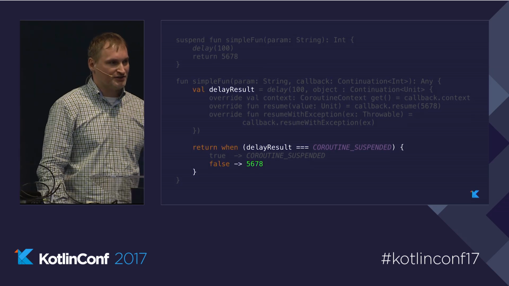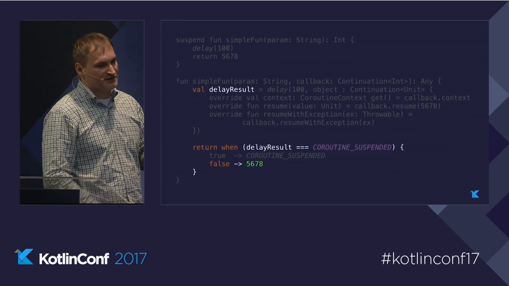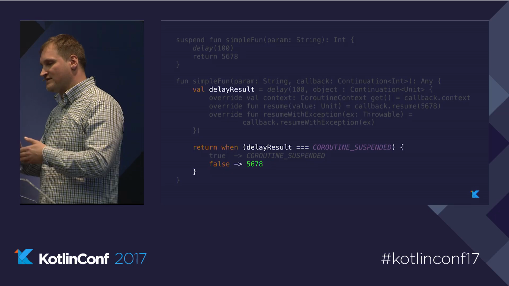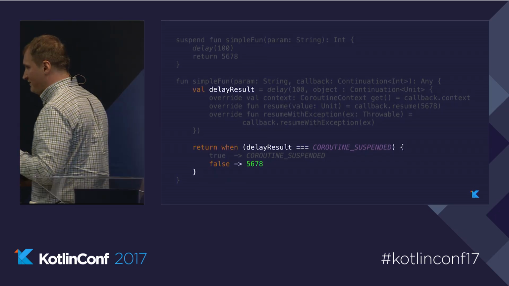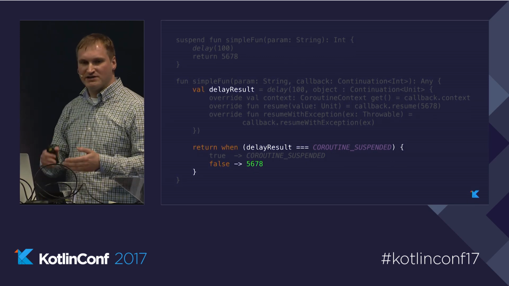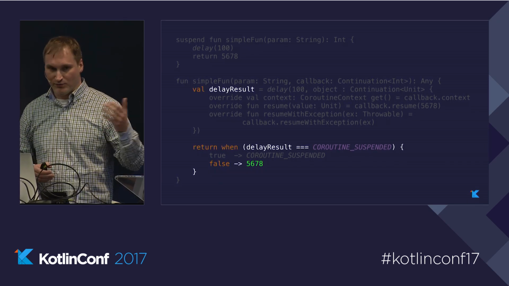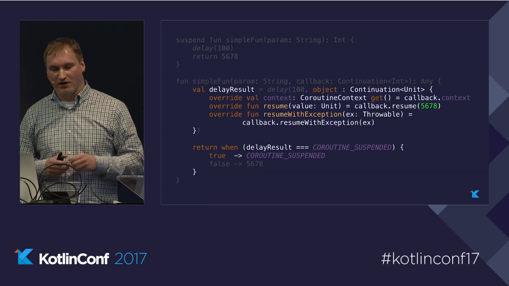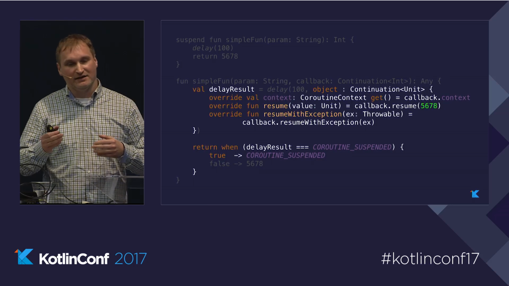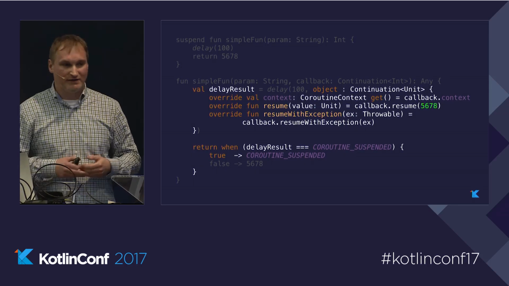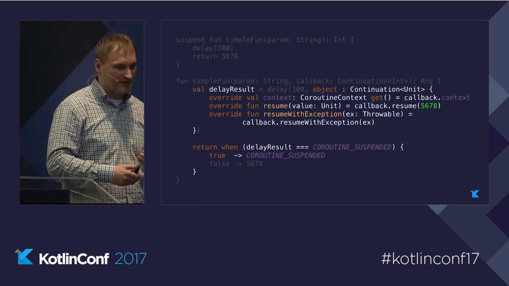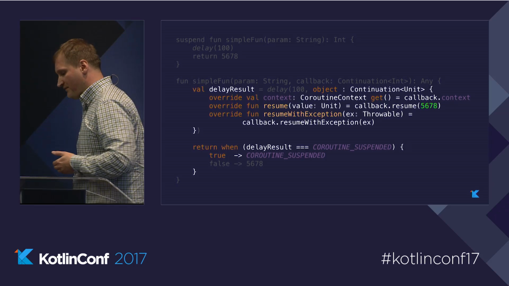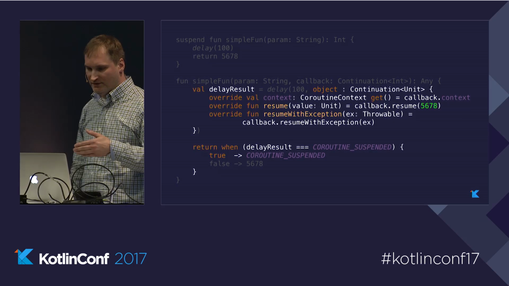If our delay function does not suspend, it simply returns, so delay actually returns a Unit. But we check if it doesn't return this special value, COROUTINE_SUSPENDED. If it doesn't, it means it doesn't suspend the execution, so we can just return this 5678 value that we want. But if the delay function suspends its execution, it returns this marker object, COROUTINE_SUSPENDED. And then our method should also return this value to indicate to the caller of our suspending function that we also suspend it.